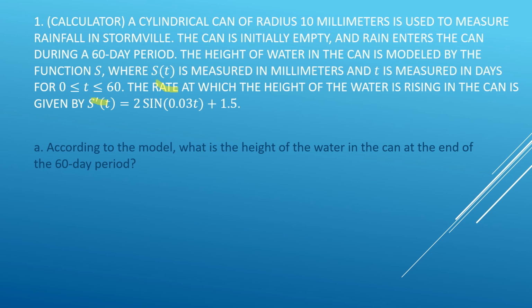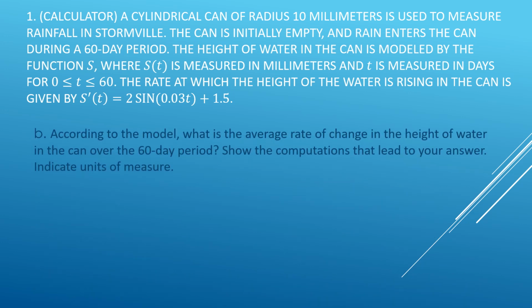So according to the model, it says, what is the height of the can? Well, in order to get the height, which is S, we need to integrate S prime. And so since they want it for the 60-day period, we're going to integrate from 0 to 60 of that rate of the height, which is S prime of T, and we get 171.813 millimeters.